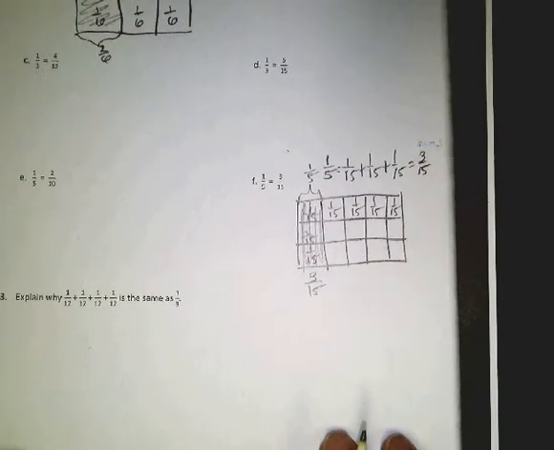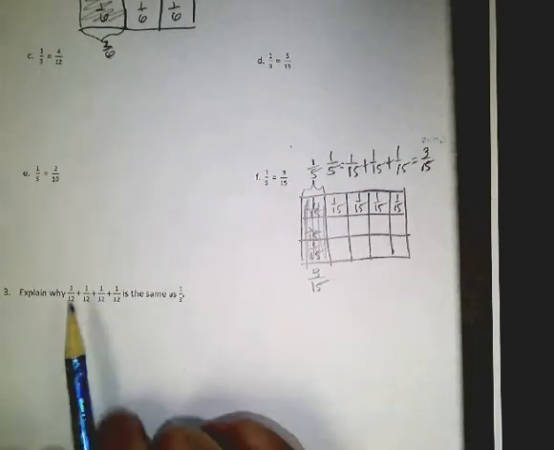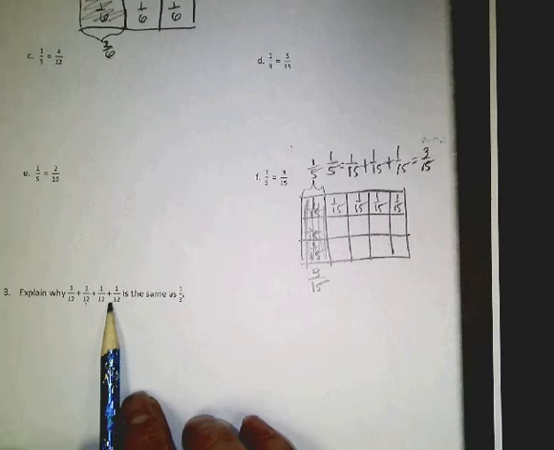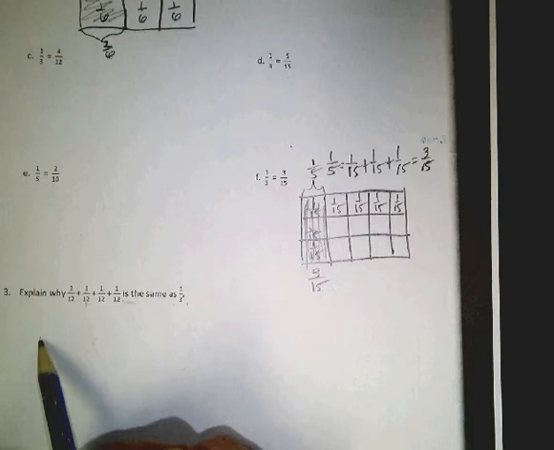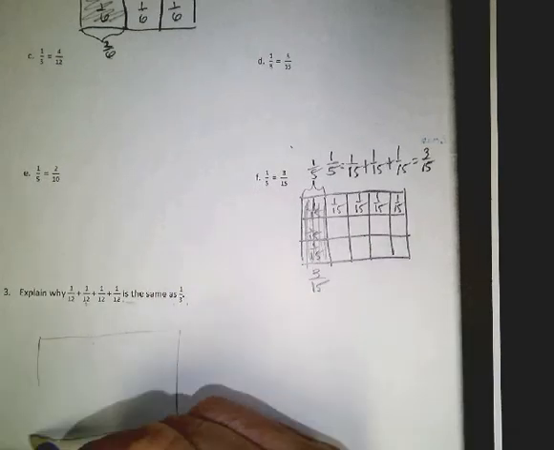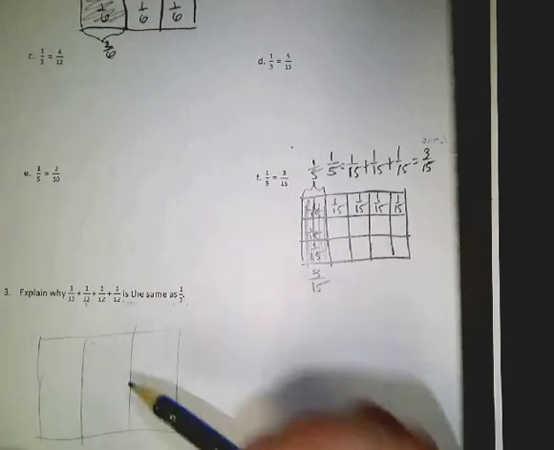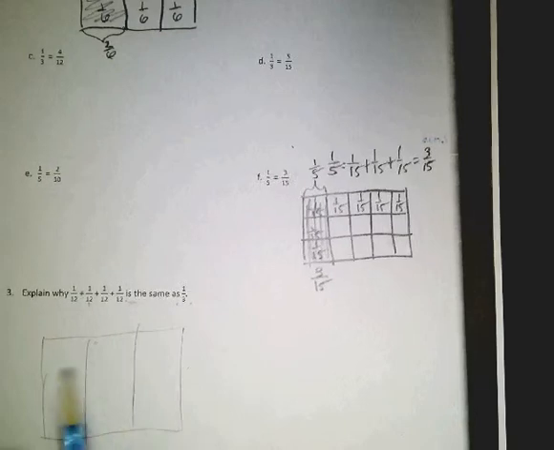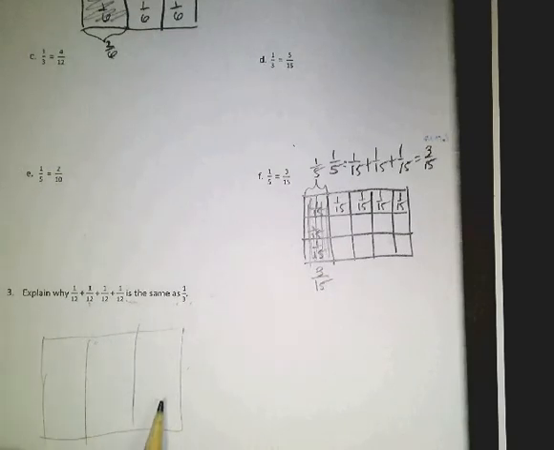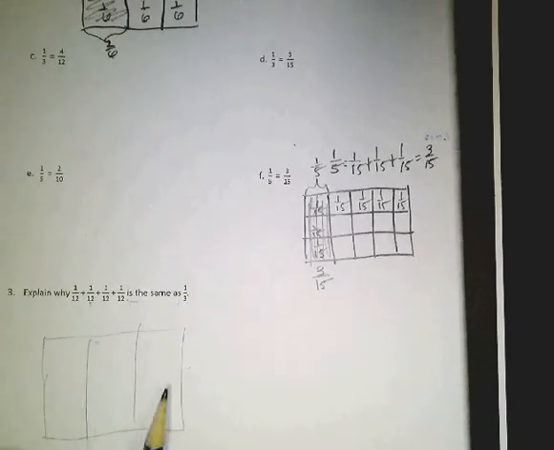On the bottom part down here, it says explain why 1/12 plus 1/12 plus 1/12 plus 1/12 is the same as 1/3. If they draw the rectangle and they divide it up and then divide it up into 12ths again, in their best words, explain to me in sentence form with words what's going on in the problem. This is a bonus question. We'll go over it more in depth during class.